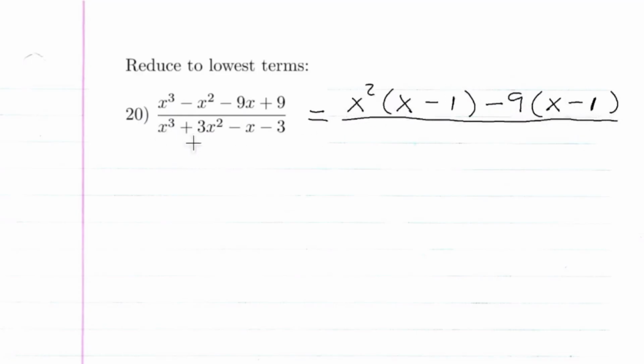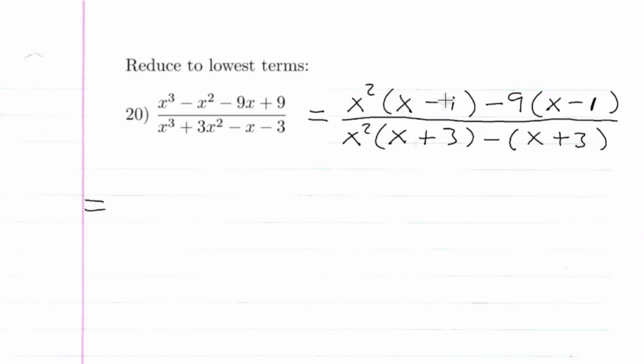And here I'm going to do the same thing. I'm going to look at the first two terms. I'll factor out an x squared, leaving me with an x plus 3. x squared times x is x cubed. x squared times 3 is positive 3x squared. And then here I'm just going to factor out the negative, leaving me with x plus 3.